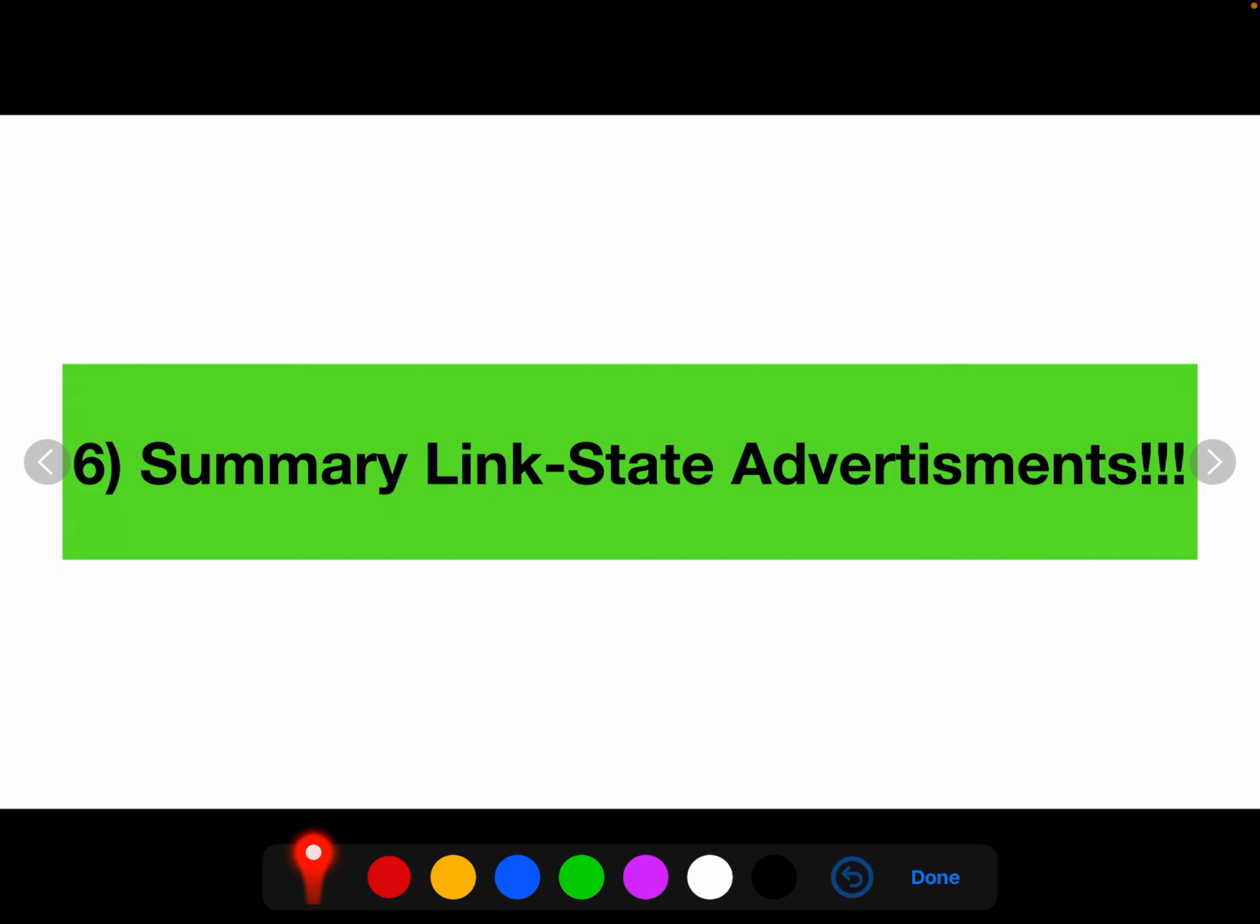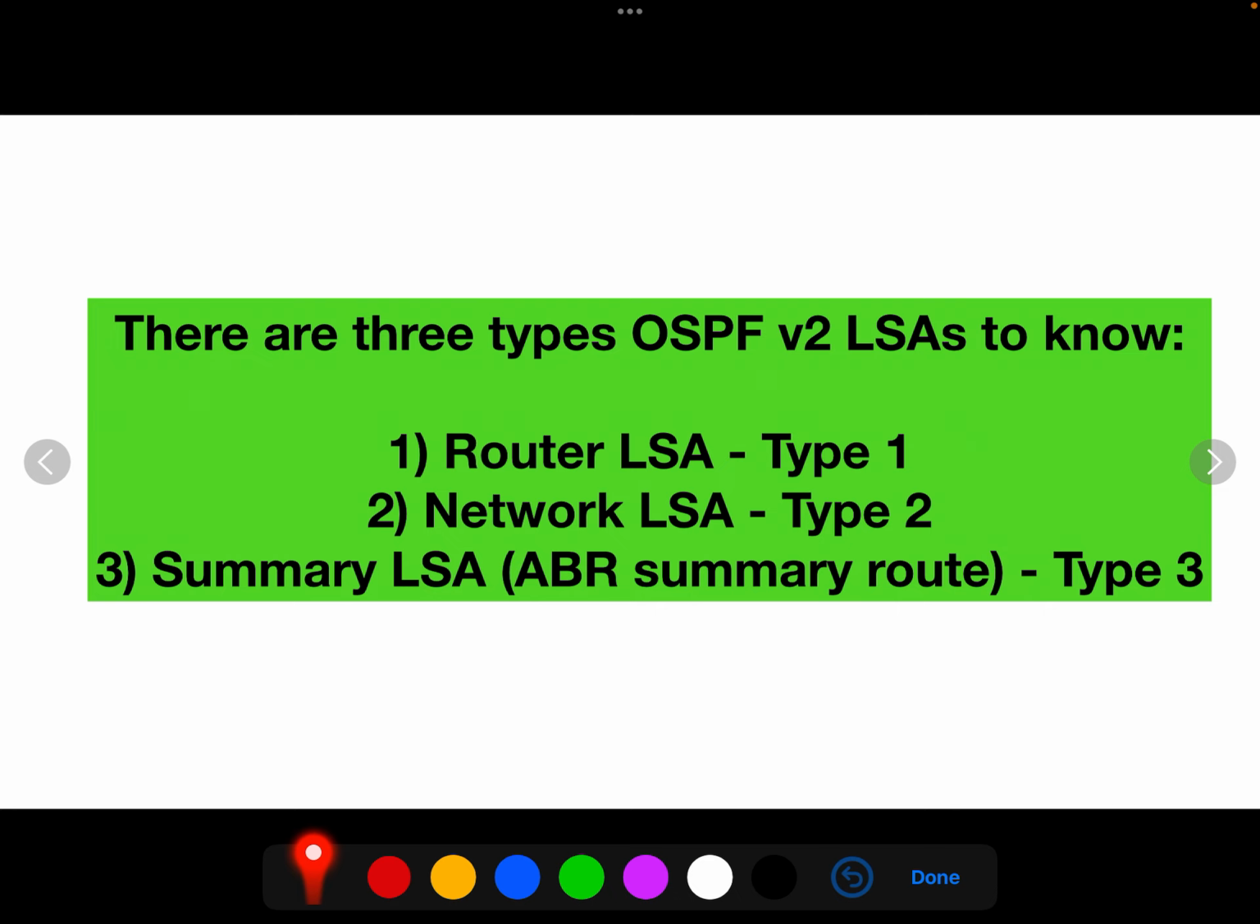So these are what help an OSPF enabled router know about other subnets. But there are three link state advertisements that we need to know about here. The summary is the final one that we're going to talk about. That's type 3, but there's type 1 and type 2 as well.